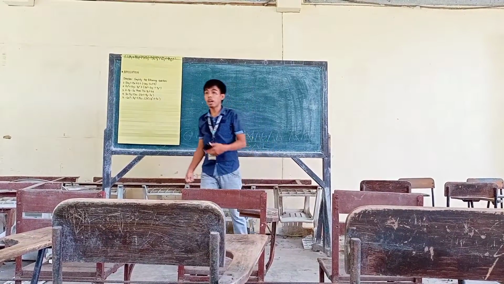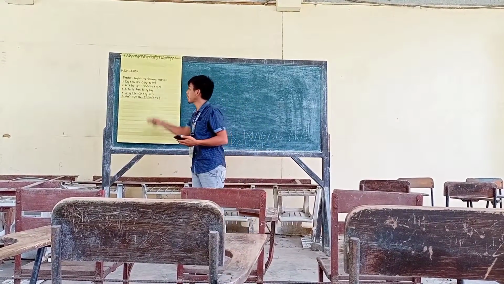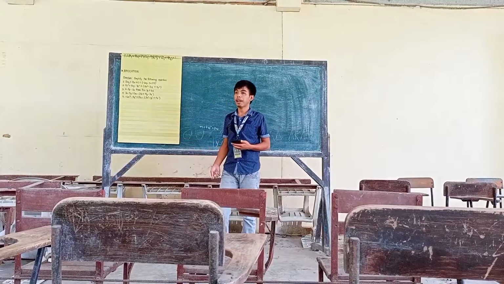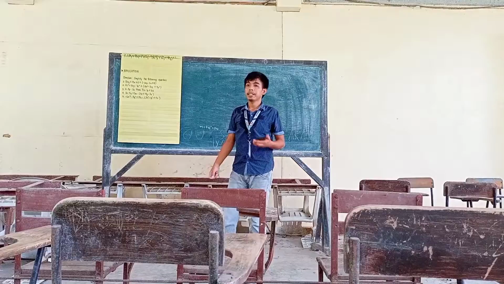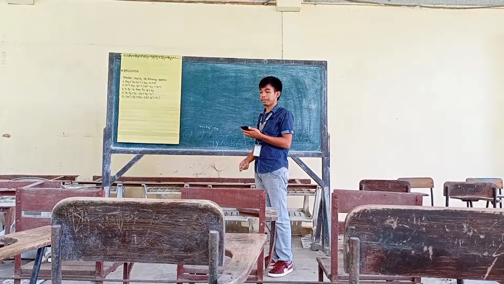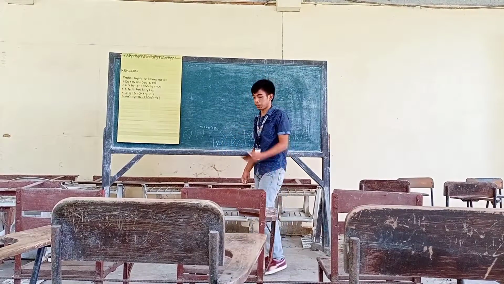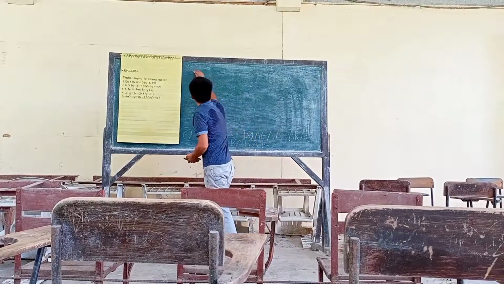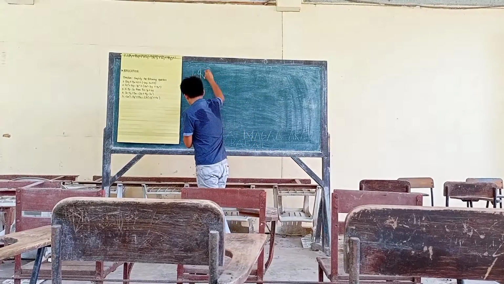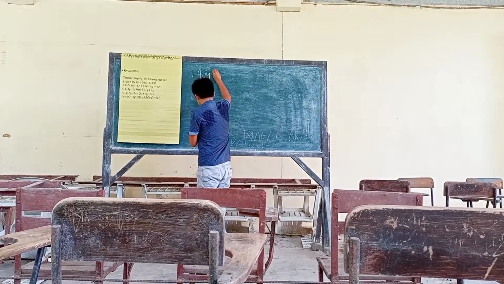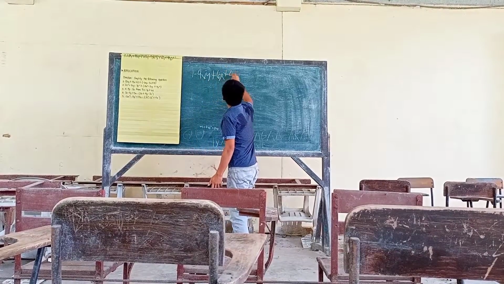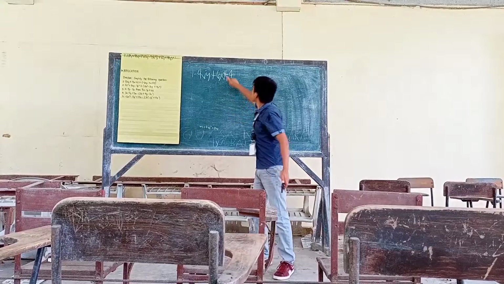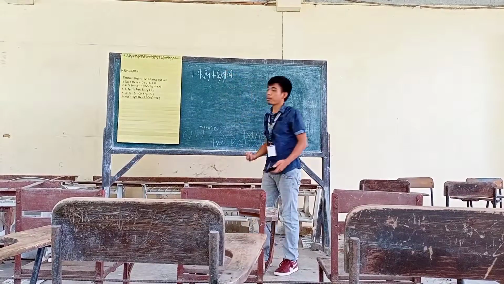Guys, are you all done solving these? Yes. So who can volunteer to answer number 1? Yes, Julie, what is your answer in number 1? Yes, correct. The answer of number 1 is 4xy plus 6x plus 4. So we can get number 1.